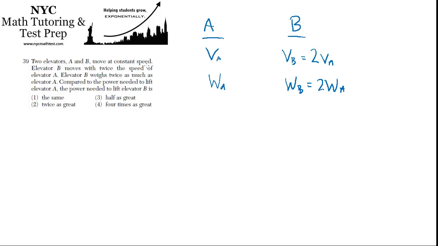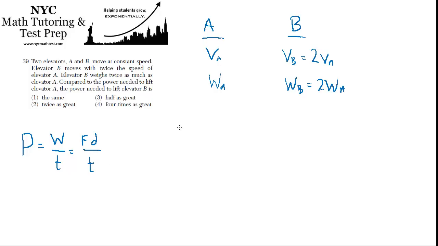is what? Well, what is power? Power is the amount of work that's done over a period of time. So it's work per unit time. And what is work? Well, work is a force over a distance. So each of these elevators requires a certain amount of force to cover a certain distance in a certain amount of time. So we can write power expressions for each of these two elevators.